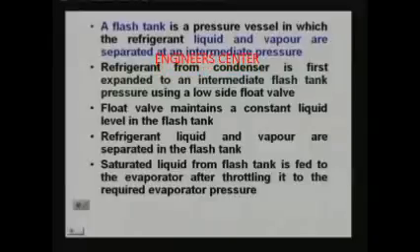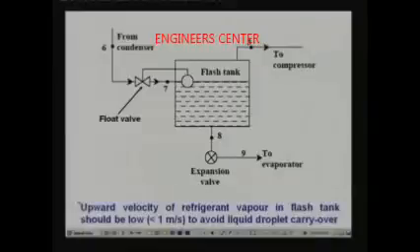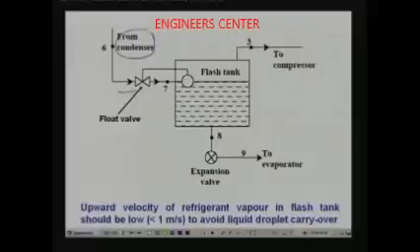So this is the description of a flash tank. Let me show a schematic of a flash tank. This picture here shows a typical flash tank. What we have here is high pressure refrigerant from the condenser, which first flows through a float valve.